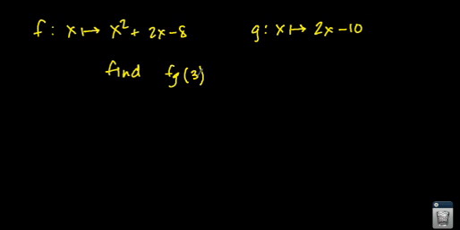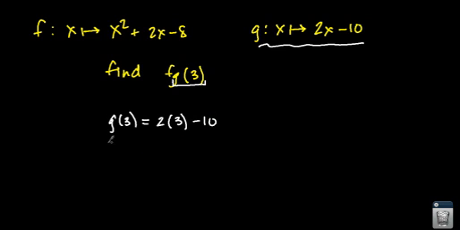And all we do as a reminder is we work from the inside out. So the first thing we're going to do is find g of 3. Since we're using g, we use our function g. So basically g of 3 is equal to 2 times 3 minus 10. So g of 3 is equal to 6 minus 10, which equals negative 4.